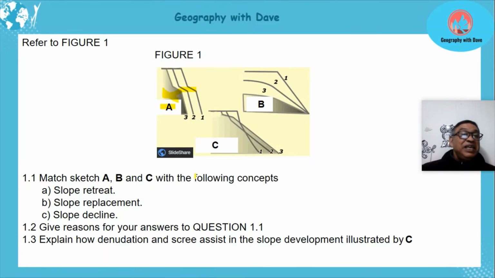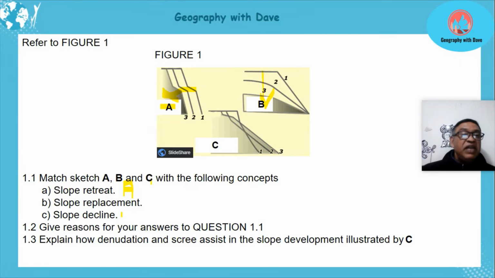All right. Then this slope retreat would be A. Now, let's look at this one. B, what's happening? The slope is coming down. It's getting more gentle. You understand? It's declining. Can you see it beside the gentle? But it was there. It's coming down. All right. So this now would be decline. So that would be A, slope retreat.